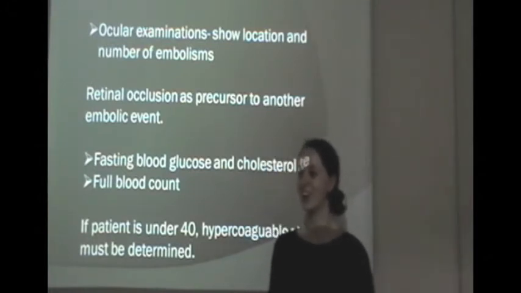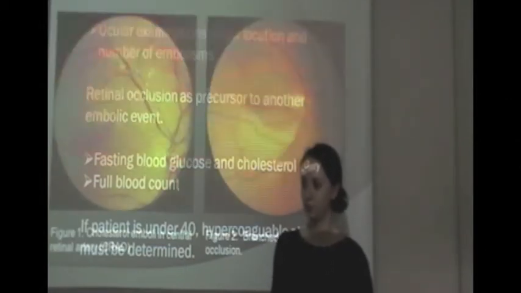Retinal occlusion can be a precursor to other embolic events such as strokes and myocardial infarctions. To prevent these, fasting blood glucose and cholesterol must be taken, as well as a full blood count. If the patient is under 40, hypercoagulable states must be determined.